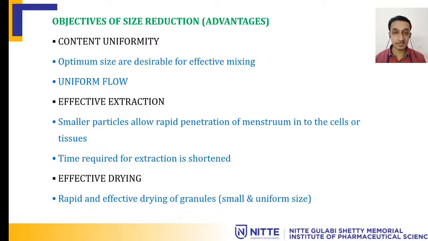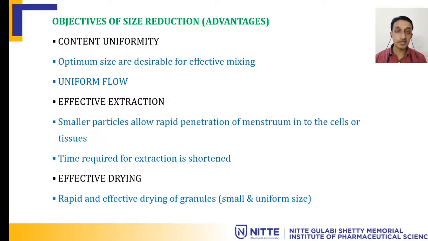Why is size reduction carried out, or what are the advantages of size reduction? Size reduction mainly helps in content uniformity. As we all know, in pharmaceutical manufacturing operations, unless the particle sizes are uniform and optimum, you cannot achieve desirable mixing. So for effective mixing, you need uniform particle sizes or a monodispersed powder material that can ensure proper mixing. If there is no proper mixing, there can be a lot of drug content variation in a particular batch.